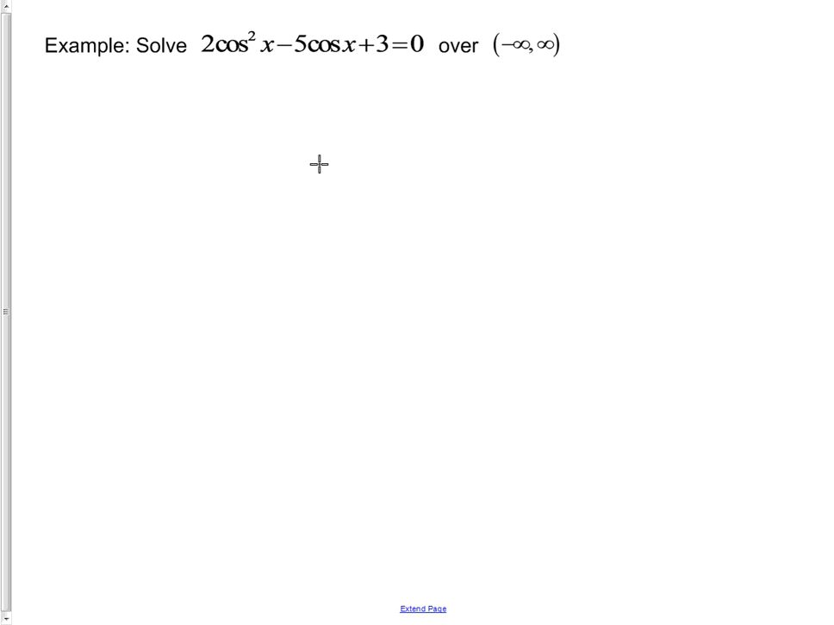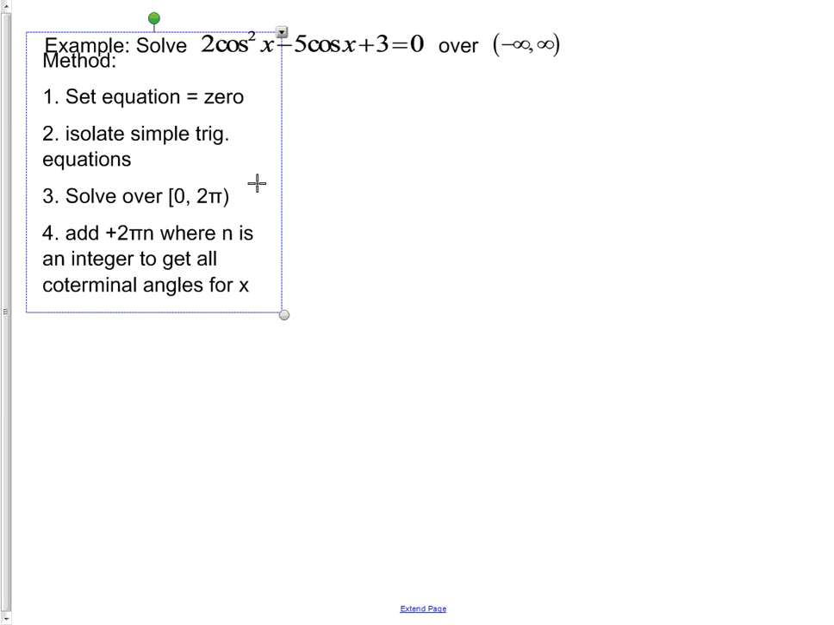Okay, so now let's apply our method. This time we've got an equation that says solve 2 times the cosine squared x, the square of the cosine of x, minus 5 times cosine of x plus 3 equal to 0 over the set of real numbers, negative to positive infinity. And what we've come to the conclusion of so far is that we've made up a method.